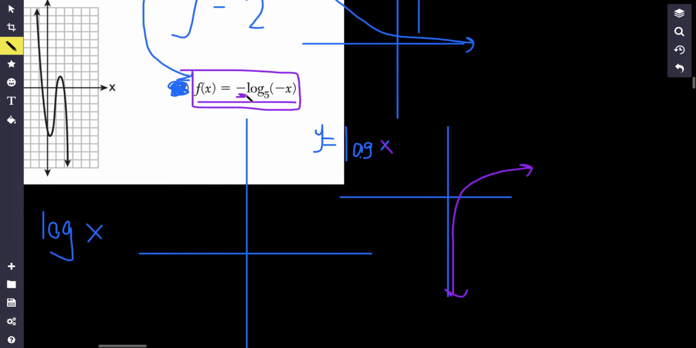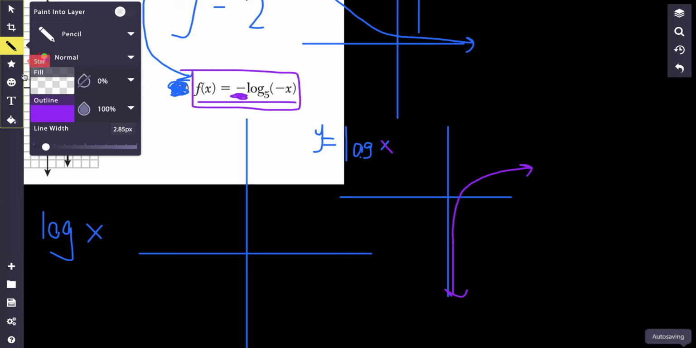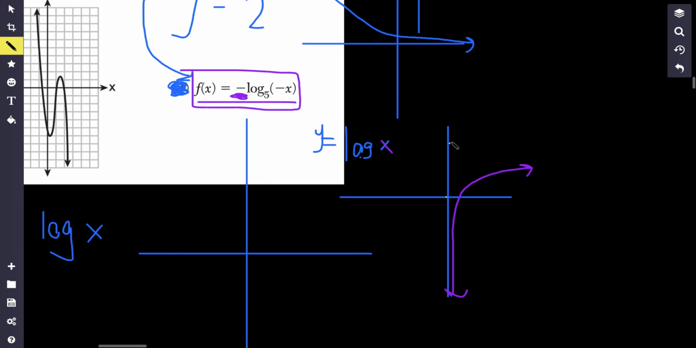Now, what does this negative sign on the outside do? When the negative sign is on the outside, remember, it flips it about the x-axis. So now the function is going to look something like this, where this is the graph of y is equal to negative log of x.